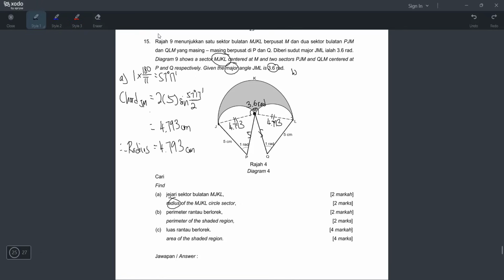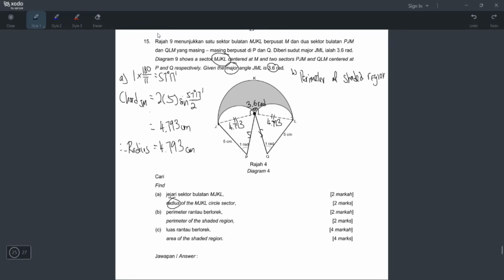So we can use the r theta formula to find the arc JKL, right? Because you have the theta already in radian. Just times them together, so very easy. Then what about the other two arcs? Can I find the other two arcs? Yes, because we have radius 5 and the angle in radian is 1, right? So can straight away find already. So perimeter of shaded region.